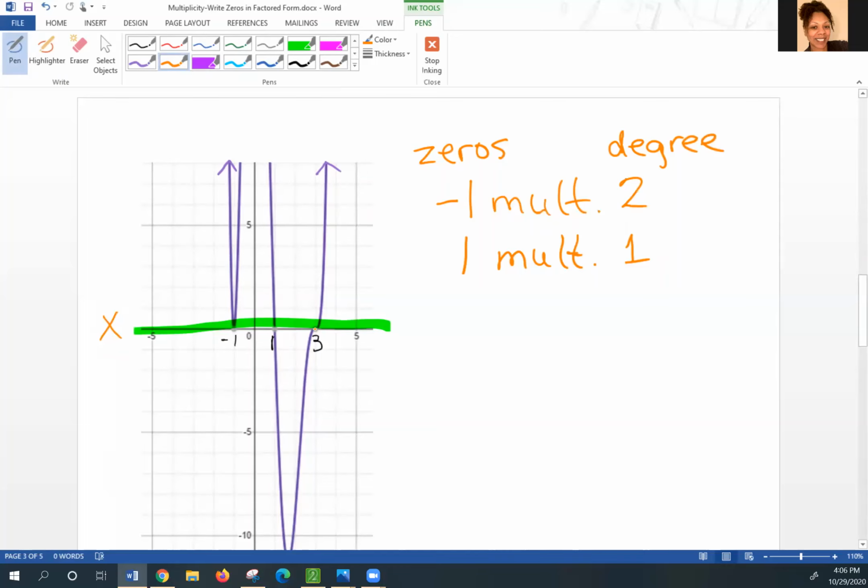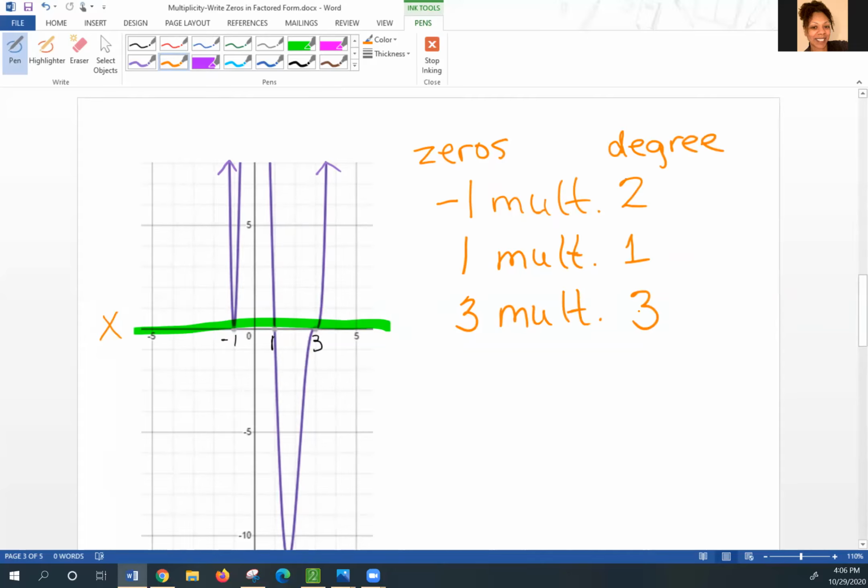Okay, so now my final 0 that's shown here has that snake. So these are my only 3 options. It's either going to go straight through, which means it's a multiplicity of 1. It's going to bounce, which means it's a multiplicity of 2. Or it's going to have that little curve, a slight curve, which we call a snake. So this one is going to have a multiplicity of 3.